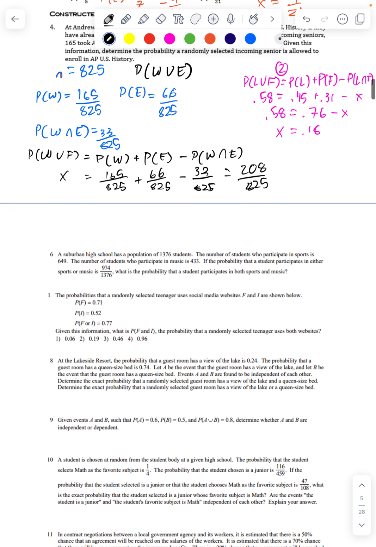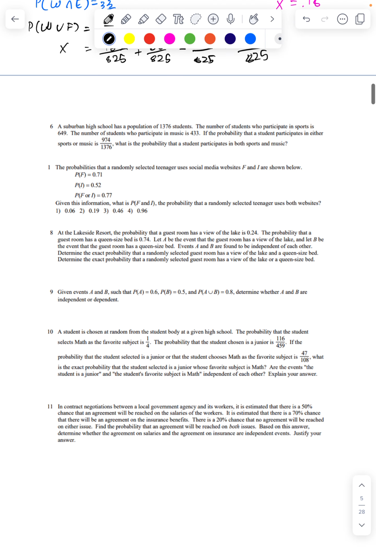All right. Let's do a couple more examples here. A suburban high school has a population of 1,376 students. The number of students who participate in sports is 649. The number of students who participate in music is 433. The probability the student participates in either is 974 over 1,376. What's the probability the student is enrolled in both sports and music?